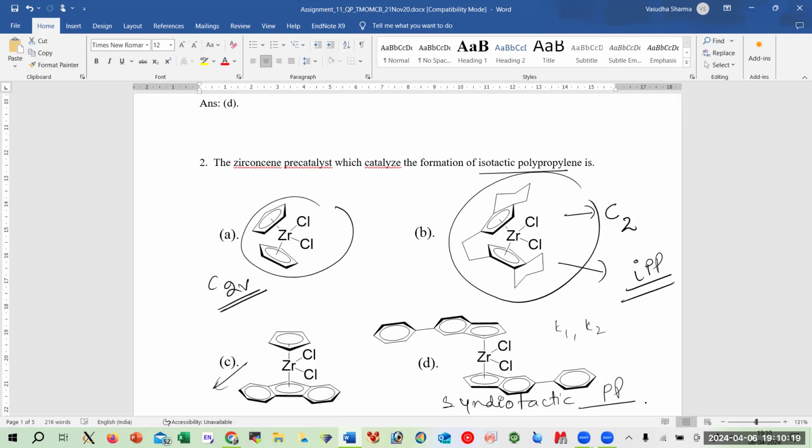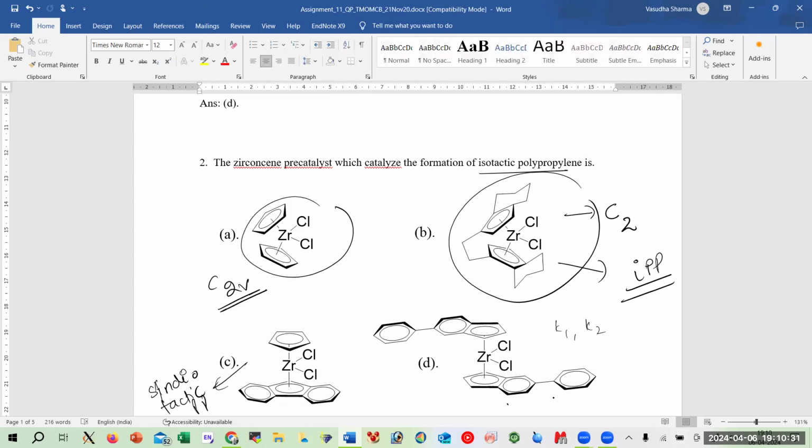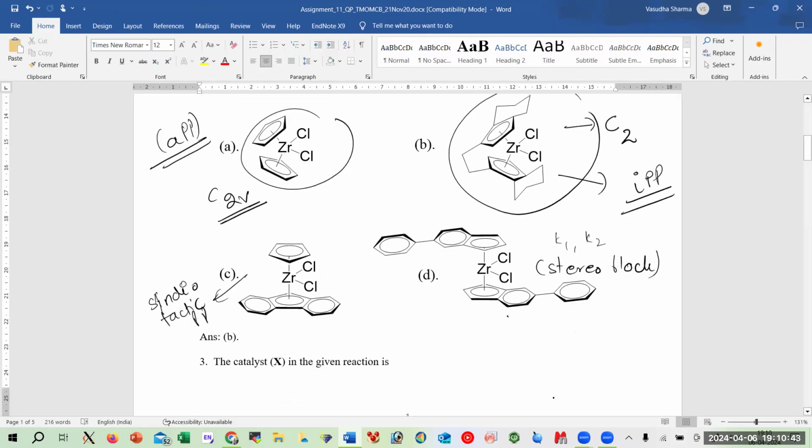So this actually gives you a syndiotactic polypropylene. This one, because of this K1, K2, forms a stereo block, and C2 will give you an atactic polypropylene. So this has already been covered with all the four examples. So the right option is your B.